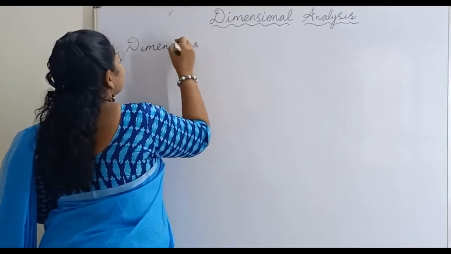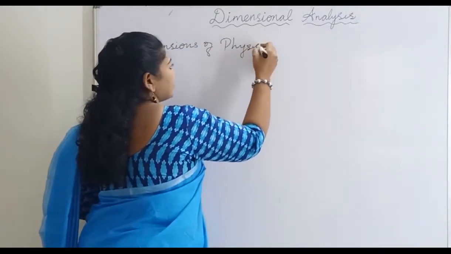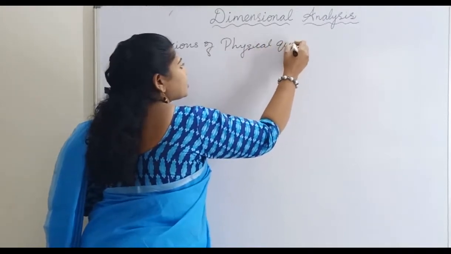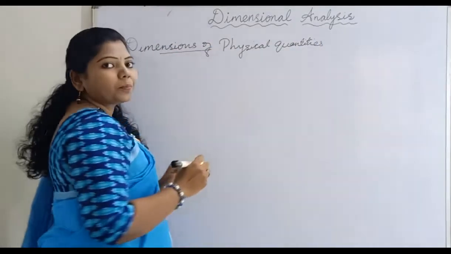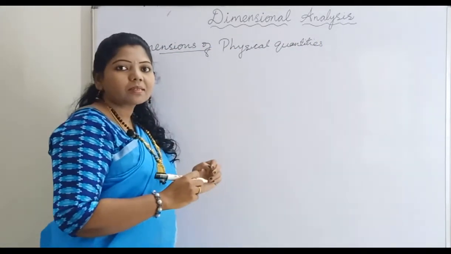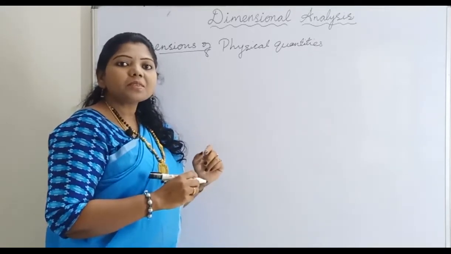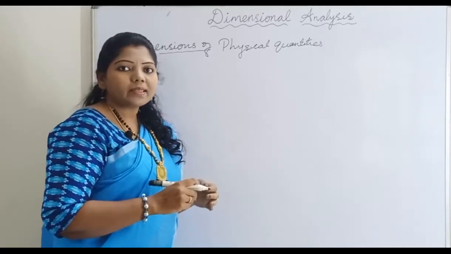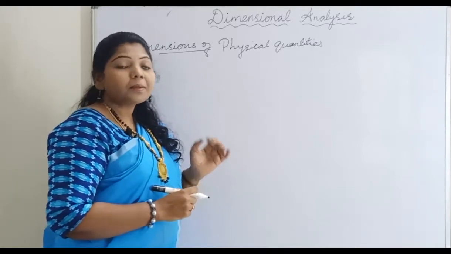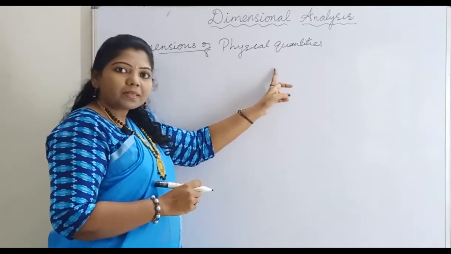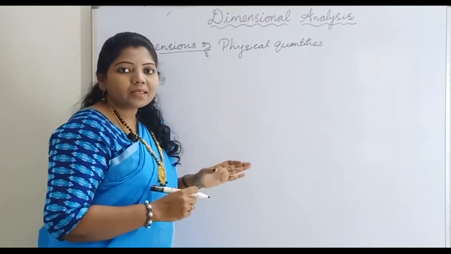Dimensions of physical quantities. Now, what is meant by dimensions? If we represent the physical quantities in terms of powers of base quantities, then it is called dimensions.